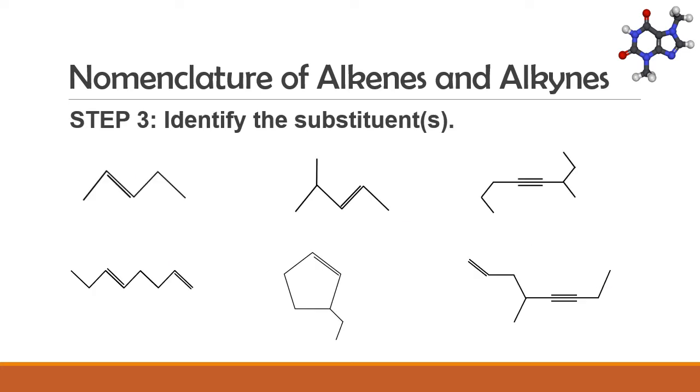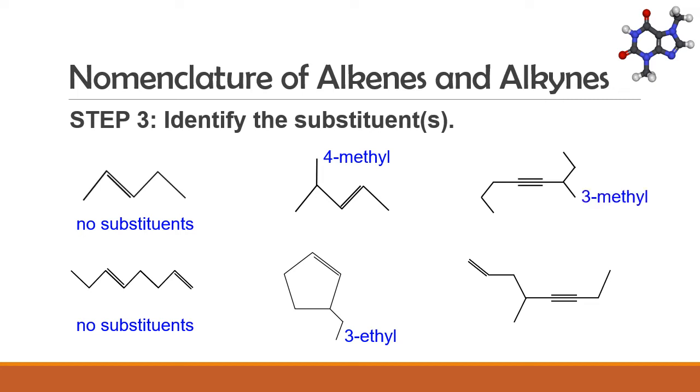The next step is to name the substituents or side chains and the carbon number on the parent chain to which they are attached. The two compounds on the left have no substituents, so they will be named after the parent chain. This next compound has a methyl side chain on carbon 4. The third one has an ethyl side chain on carbon 3. This fourth one has a methyl side chain on carbon 3. And this last one has a methyl side chain on carbon 4.